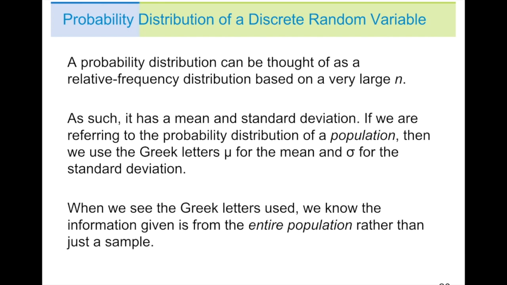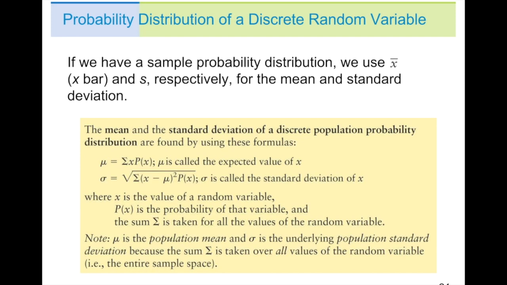A probability distribution can be thought of as a relative frequency distribution based on a very large n. As such, it has a mean and standard deviation. If we are referring to the probability distribution of a population, then we use the Greek letters mu for the mean and sigma for the standard deviation. When we see the Greek letters used, we know the information given is from the entire population rather than just a sample. If we have a sample probability distribution, we use x bar and s respectively for the mean and standard deviation.